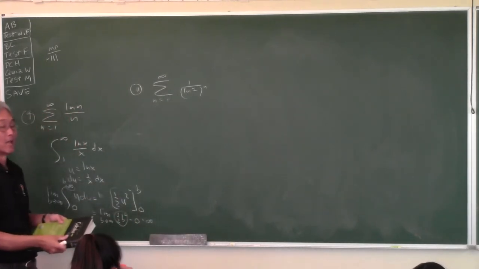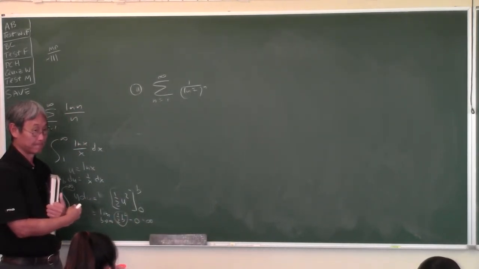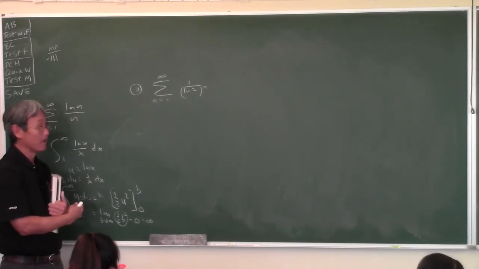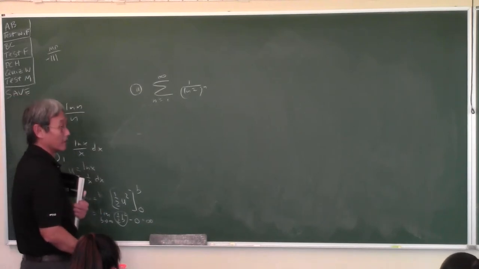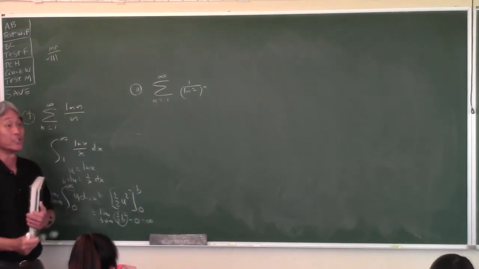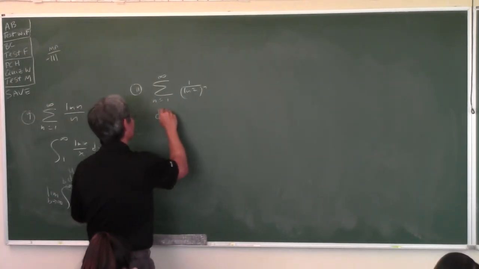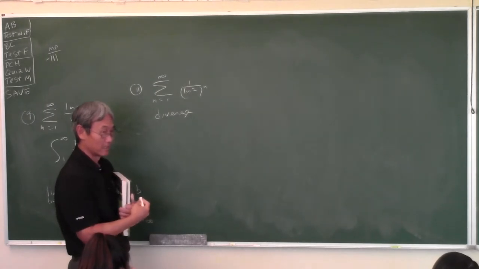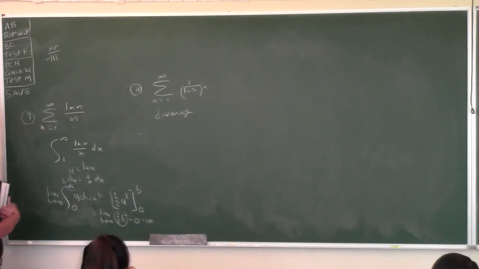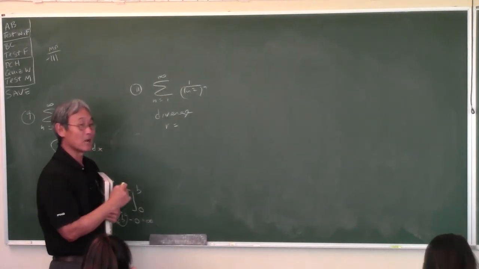This one's easy. Converge or diverge? Diverge. Okay, I'll give you a hint. It's a geometric series. Diverge. Okay, it diverges. What's your reason? It's because the limit comparison. No, I just told you it's geometric. What's the common ratio for this? What's the common ratio?